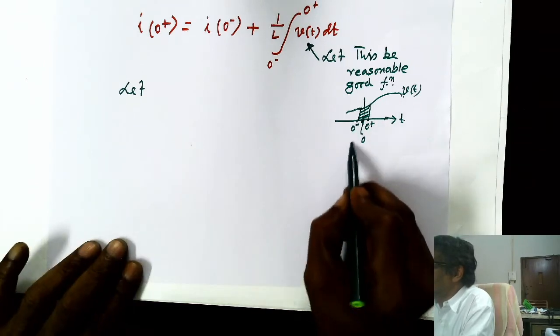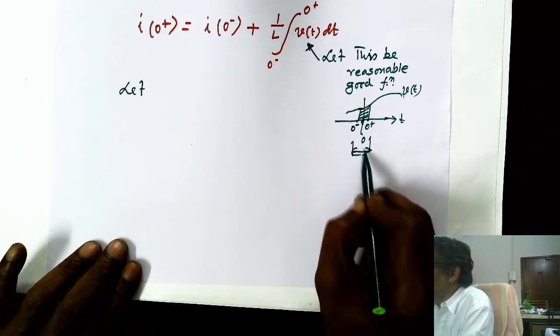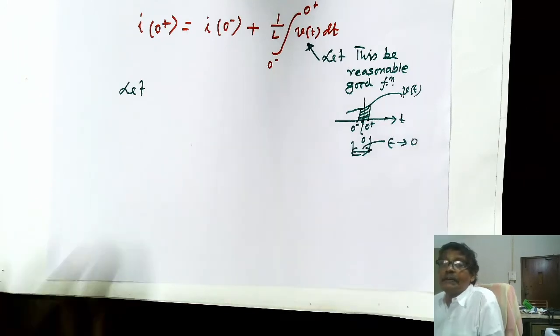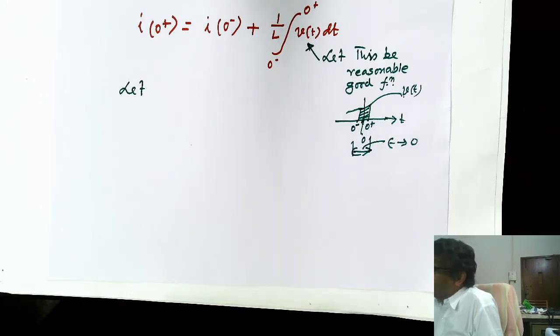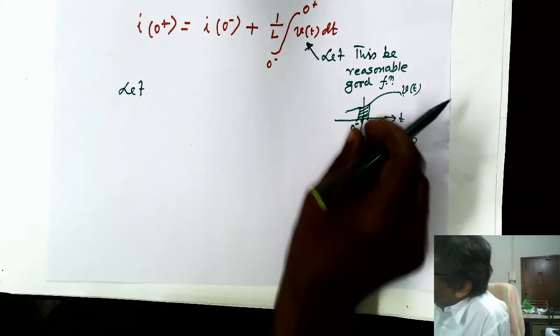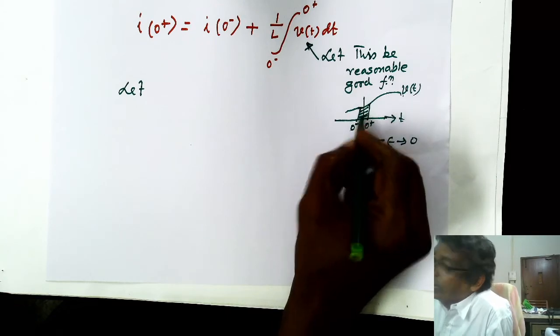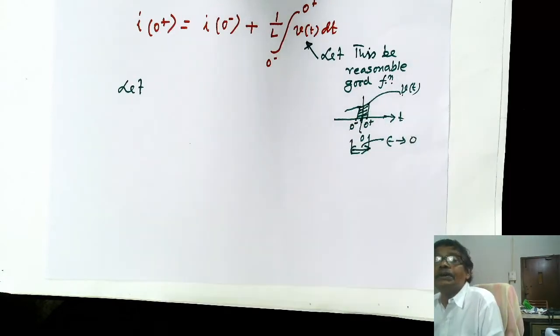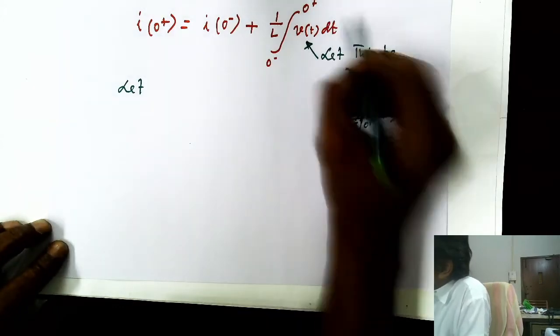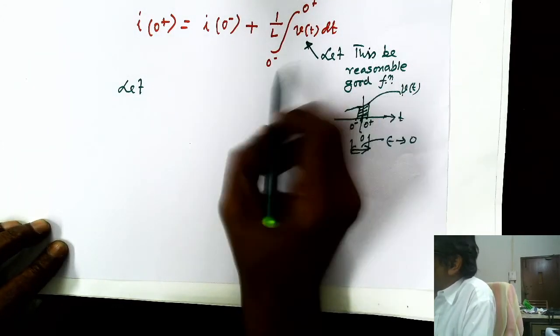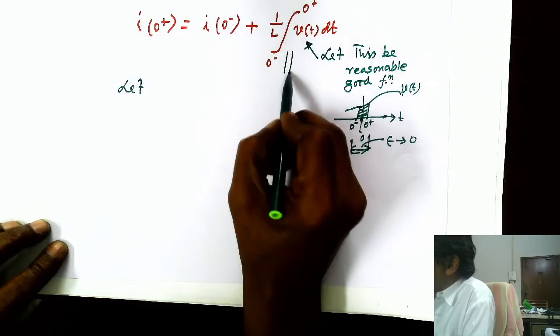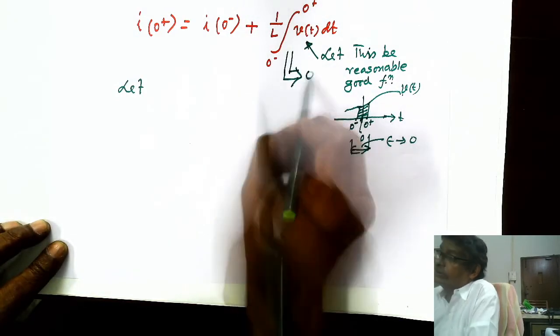This is tending to 0. This separation is very small, epsilon tending to 0. It means that, if that be the case, and if Vt is a reasonably good function, suppose continuous function, what will be the fate of this integration? It will be 0, because this strip is as small as you can think. This area enclosed will become as thin as you can think of. So, in general, if it is a reasonably good function, this part of the integration will tend to 0. That's all.